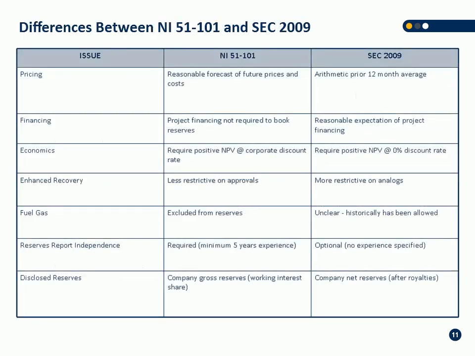So if we look at the major differences between NI and SEC, as we've said many times, forecast prices versus constant prices, that's the single biggest difference between the two systems. Financing, in terms of whether you can book reserves, whether you believe the company can raise the capital required to develop the projects that you're booking reserves to. In NI 51-101 and COGI, that's not a consideration for reserves. It's not up to the evaluator to decide how or if a company can finance the project.